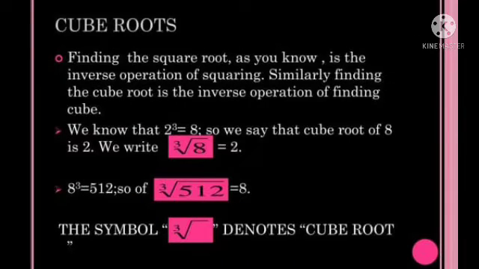Cube roots. Finding the square root, as you know, is the inverse operation of squaring. Similarly, finding the cube root is the inverse operation of finding the cube. We know that 2 cubed is equal to 8. So we say that the cube root of 8 is 2. We write it as shown. So 8 cubed is equal to 512. So the cube root of 512 is 8.